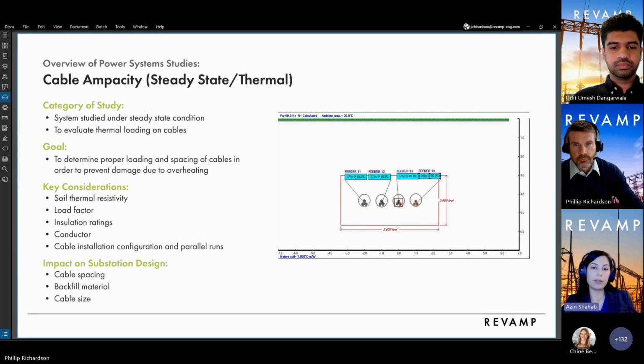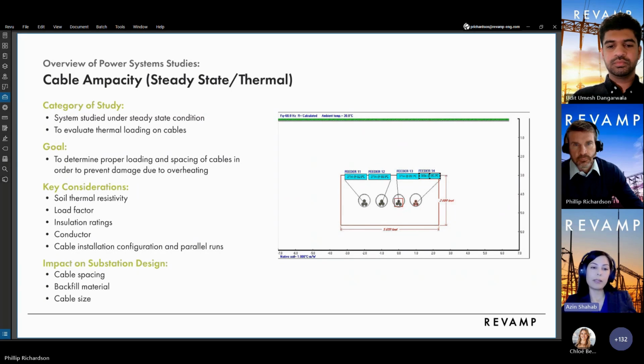Some of the key factors that we typically consider in this study include the soil thermal resistivity, which we typically get the values for from the geotech reports, load factor, insulation thermal ratings, the conductor in the cable, and the physical arrangement of the cable installation and the parallel runs.